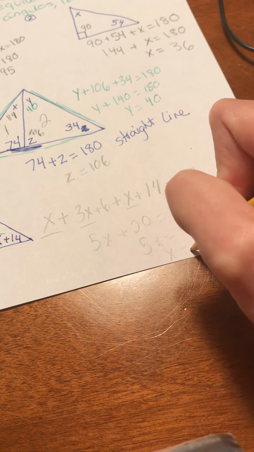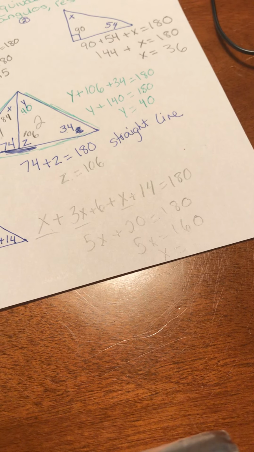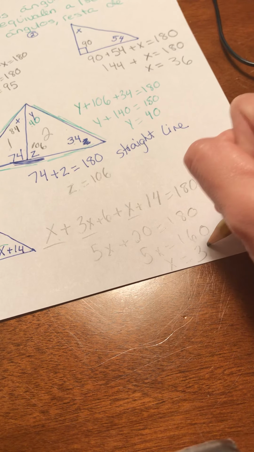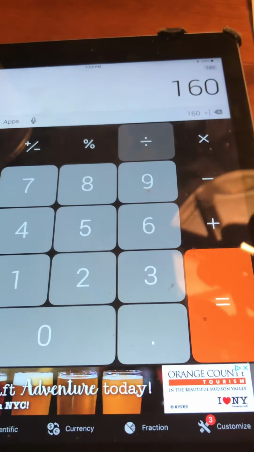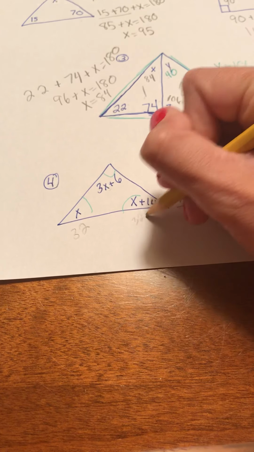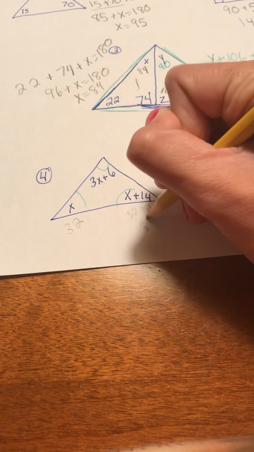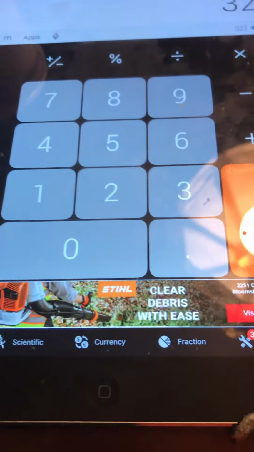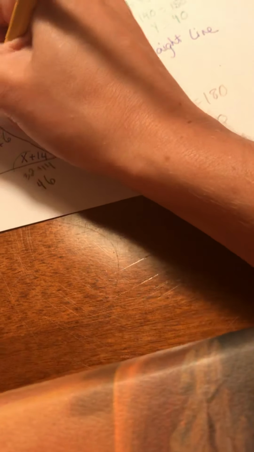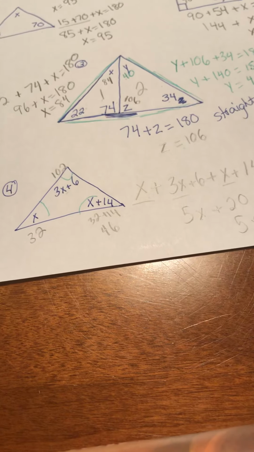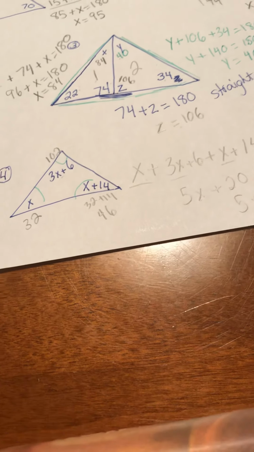And then your last step would be to divide, and 160 divided by 5 is going to be 32, I hope. 160 divided by 5 is 32. If I wanted to, I could plug back in, and that would tell me that this angle is 32 degrees. If I plug in 32 here, 32 plus 14 is 46. And then the last one would be 32 times 3 plus 6. And that gives me 102 for that top angle. The whole lesson: the angles in a triangle are going to add up to 180.